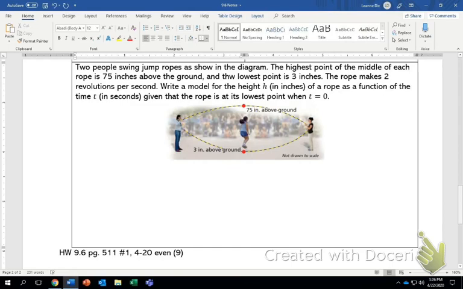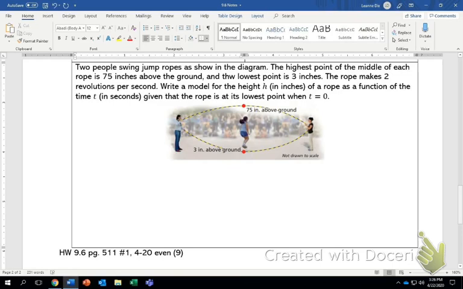The problem here is about jump roping. It says 2 people swing jump ropes, as shown in the diagram. The highest point of the middle of each rope is 75 inches above the ground, and the lowest point is 3 inches. The rope makes 2 revolutions per second. Write a model for the height h in inches of a rope as a function of the time t in seconds, given that the rope is at its lowest point when t equals 0.